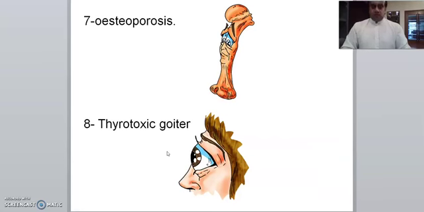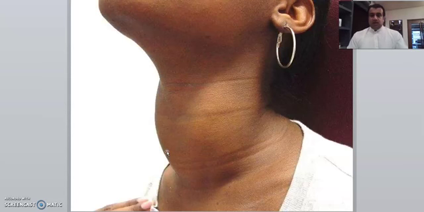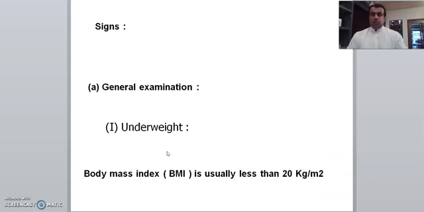Eye signs we are going to discuss later. They are very common signs in the eye in thyrotoxicosis. The signs would be lid lag, lid retraction, and exophthalmos. We are going to discuss them in detail in the coming slides. So this is a patient of thyrotoxicosis, and now what we are going to see.